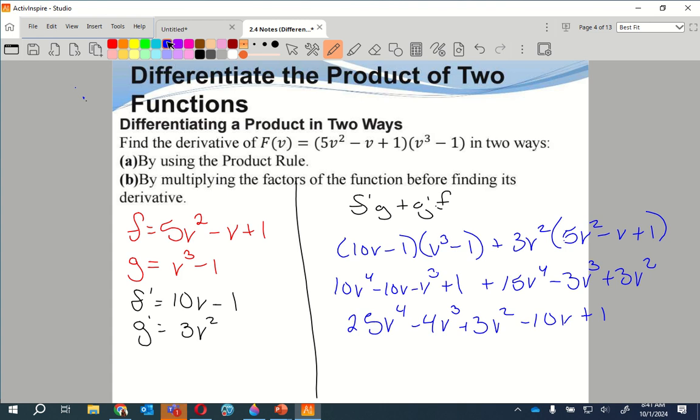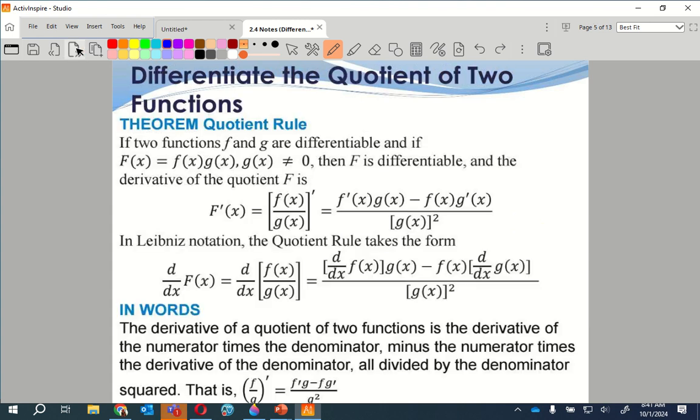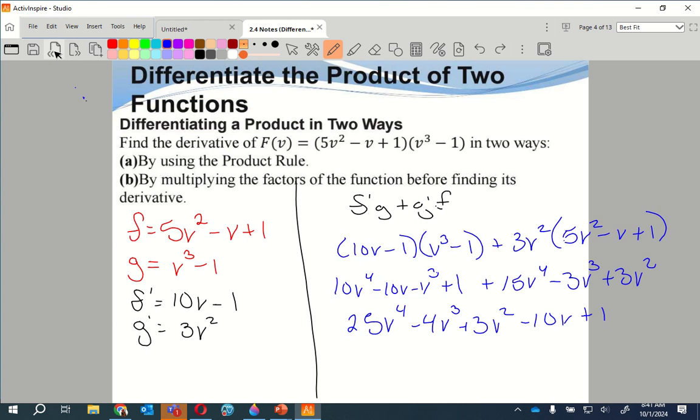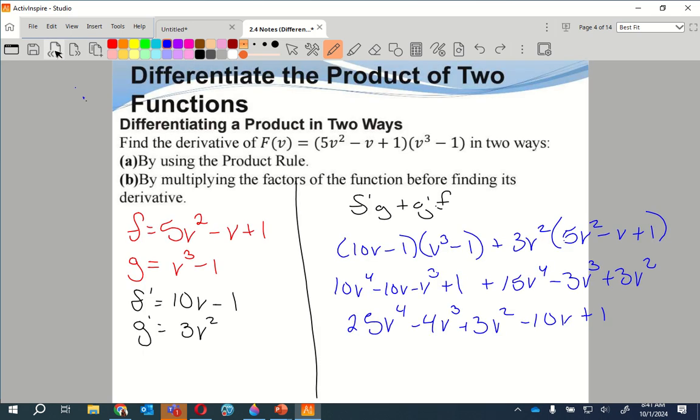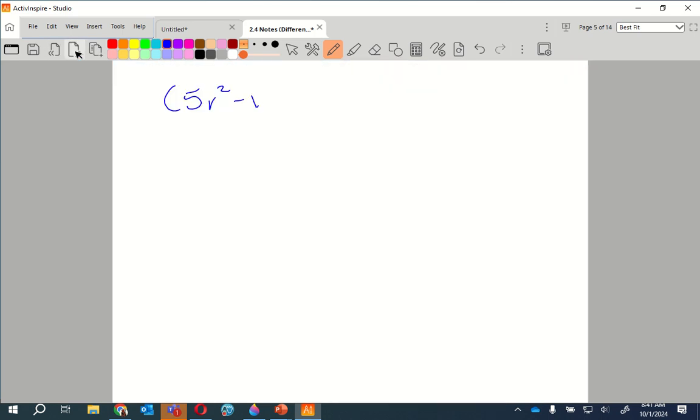Alright, so that's using the product rule. Now I'm going to do it the other way, using distribution first. So I have 5v squared, right? Minus v plus 1. V cubed. Minus 1. Is that it?